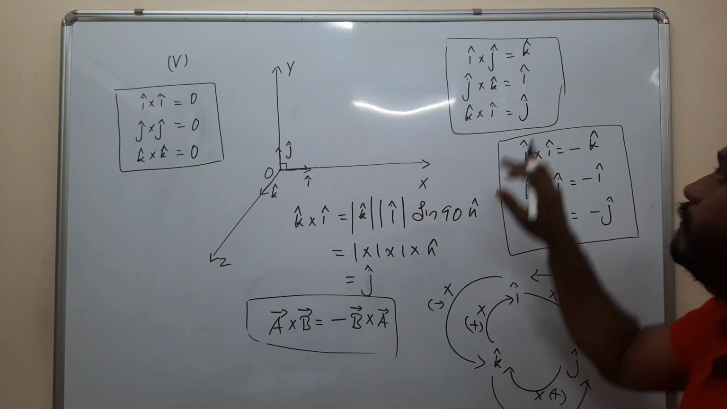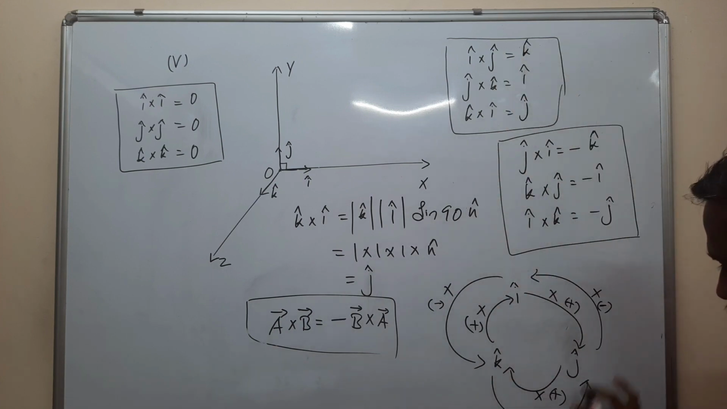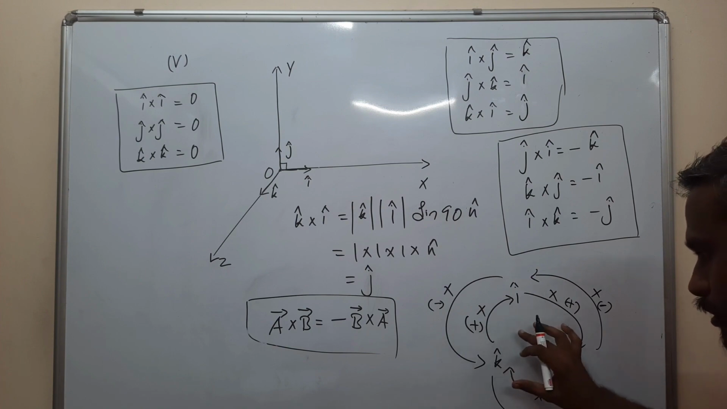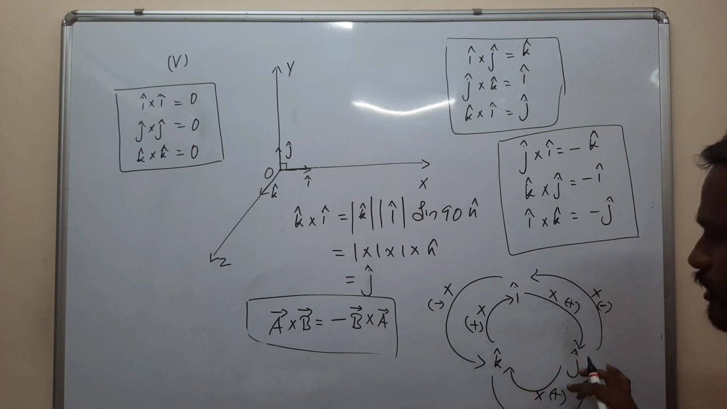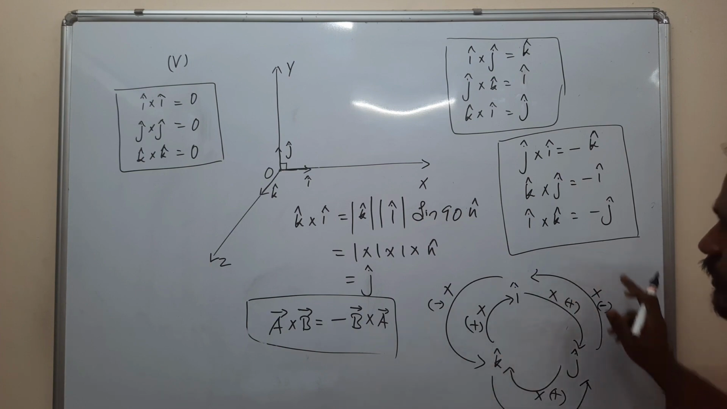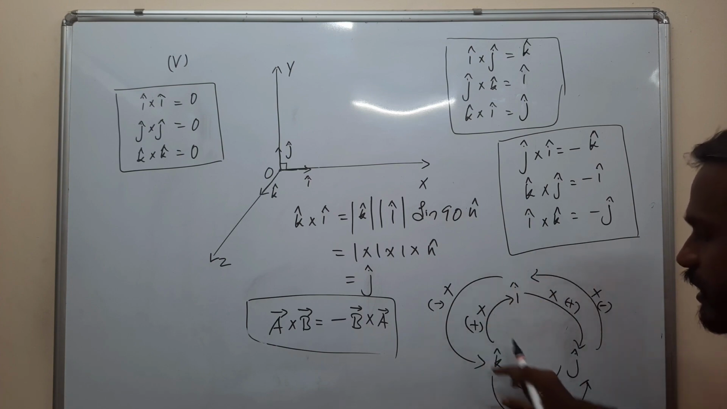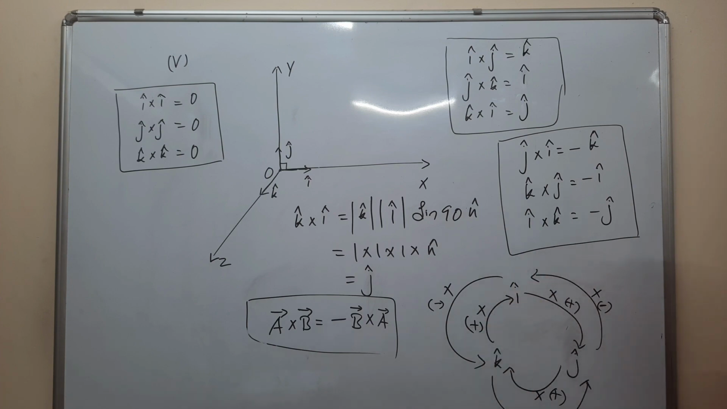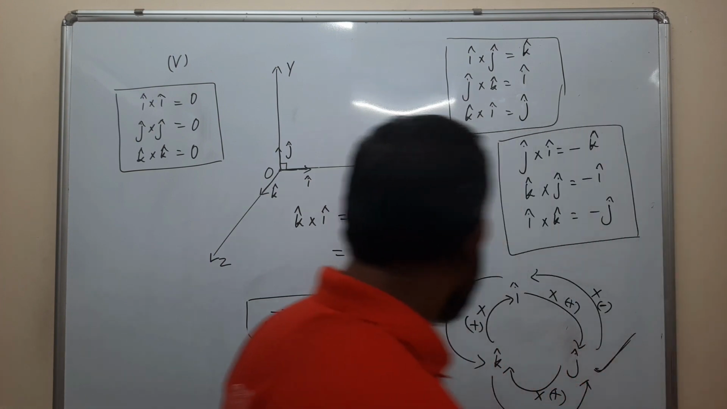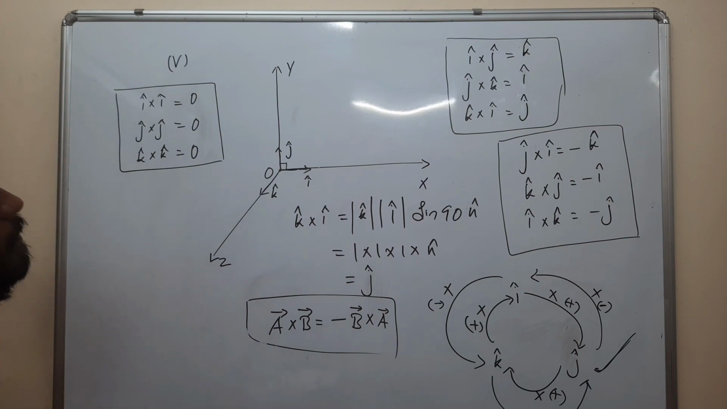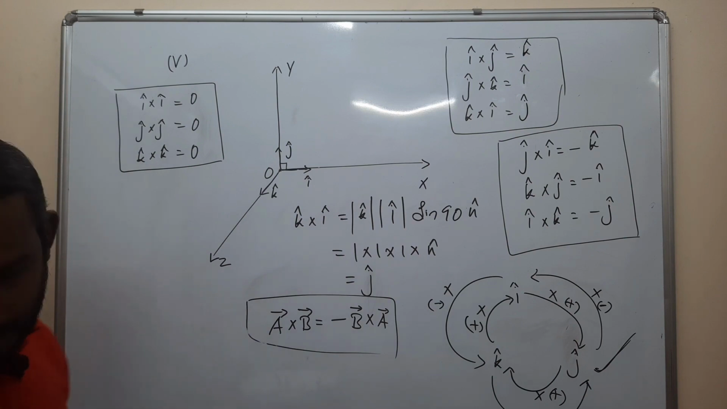So in the clockwise direction, all the values are positive. In the anti-clockwise direction, all are negative values. So this is a somewhat easy method to remember. Clear?